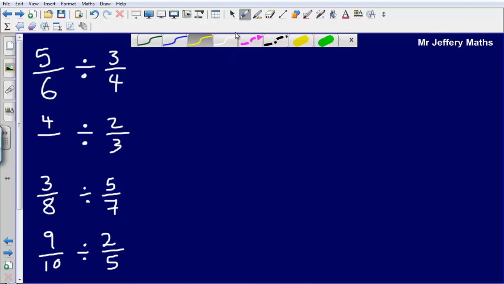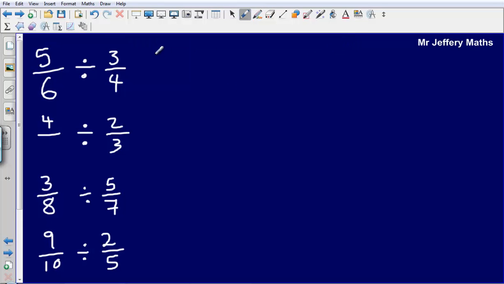Hello, in this video we're looking at dividing fractions. Here we've got 5/6 divided by 3/4. Now the way in which we divide fractions is fairly straightforward, a little bit trickier than multiplying fractions, but it's only really one more step that we need to do compared with multiplying fractions.